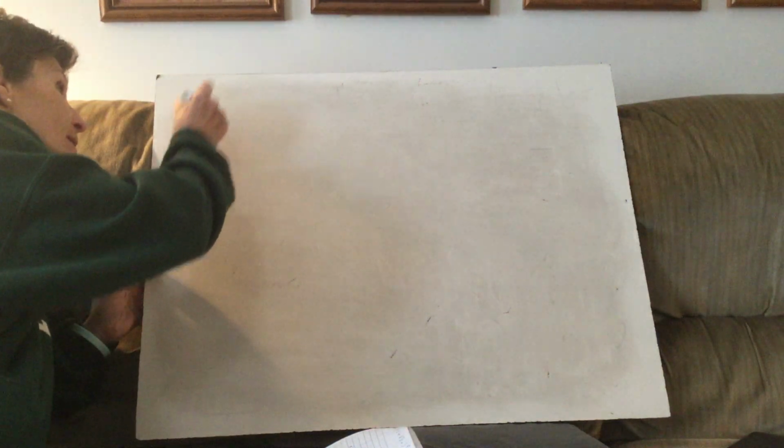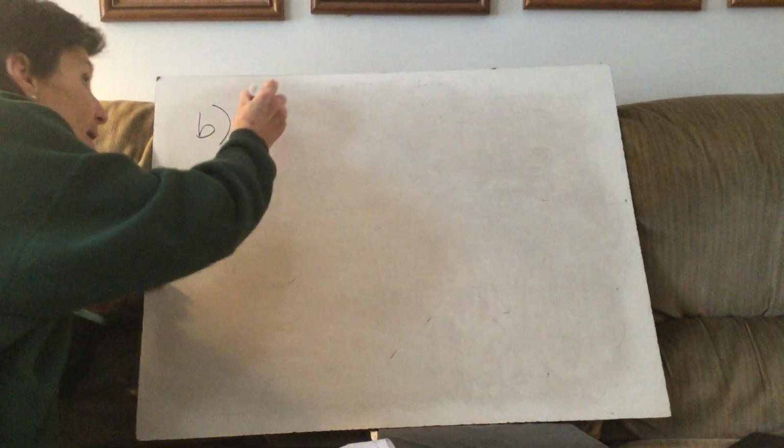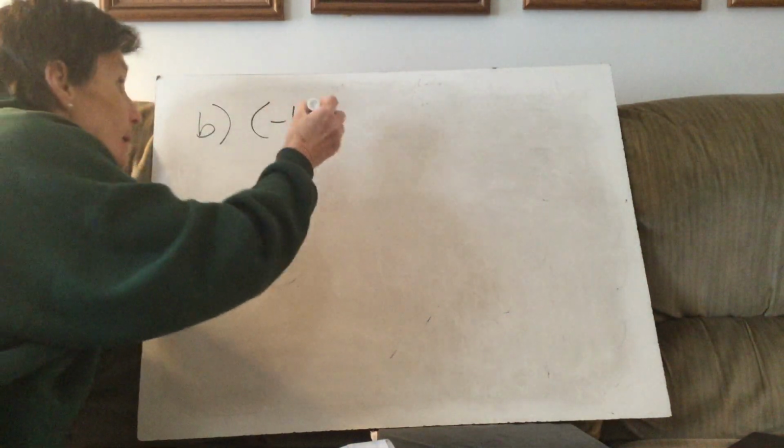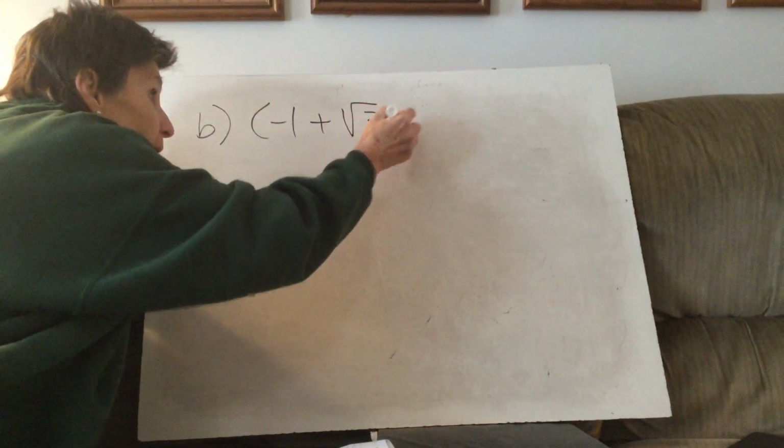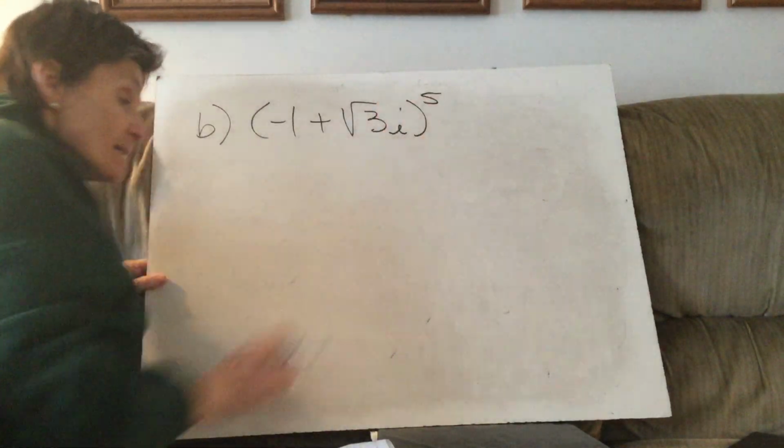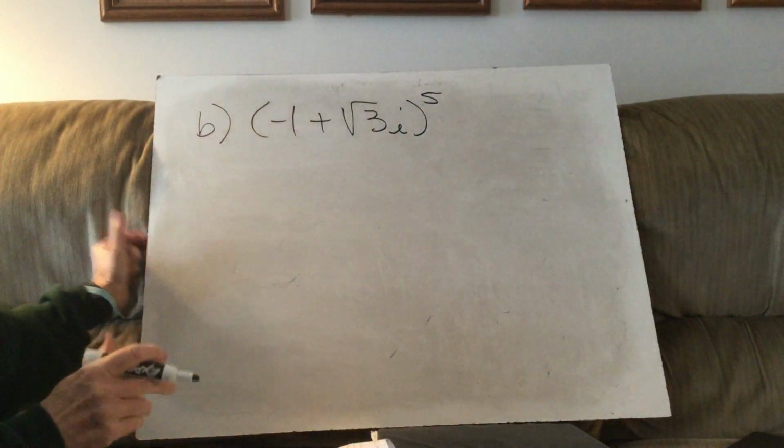Okay, today we're going to finish up our 6-4 to 6-6 notes. So we are in section 6.6, and we're on problem 6B. This is in the very last page of notes, 6B, and we have -1 plus root 3i, and we are going to raise that to the 5th power.